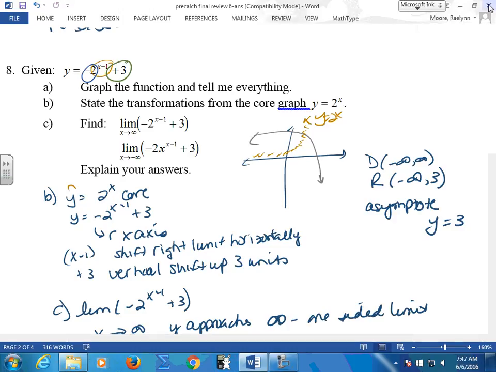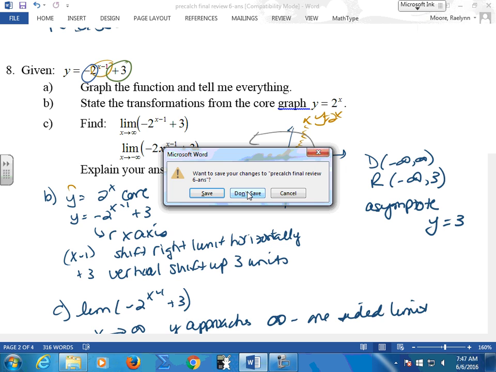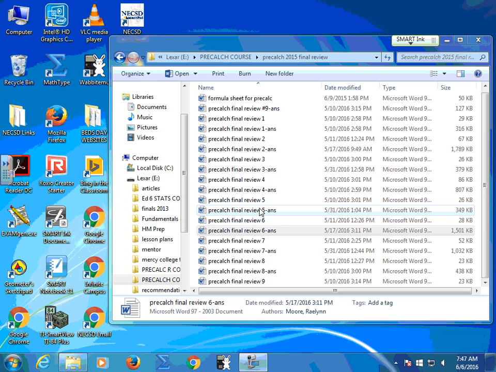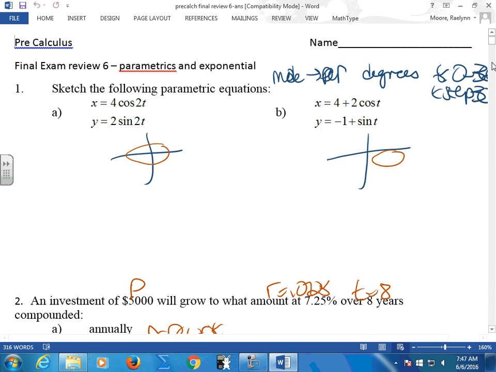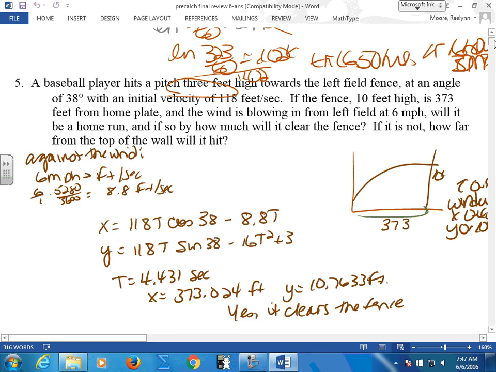Good? All right, let's take the last one. Wait, there's two more on that one? Yeah. It's converting from polar... Oh, the polar. Oh, sorry, polar. You're right. Yeah, and make sure you know those.